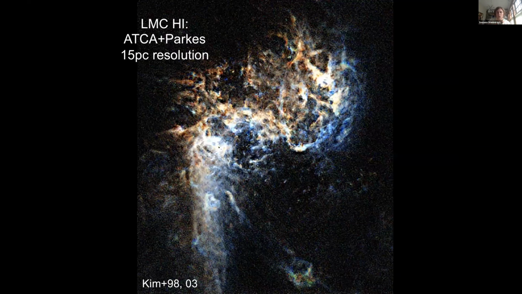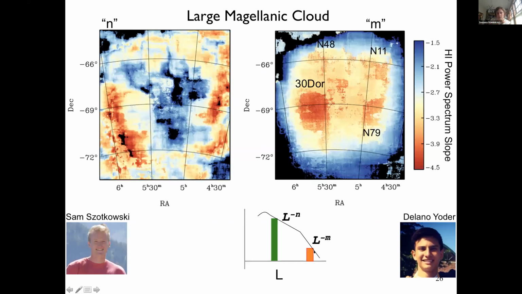And let me show you, because the LMC has that break in the power spectrum, I now make two images. The small scale slope M on the right side, and the left hand image shows the large scale slope N. And you can right away see that the colors have exploded. There's a lot more diversity, there's a lot more interesting information. And I'll just highlight that this work was done by two undergraduate students, Sam and Dell, in my department.